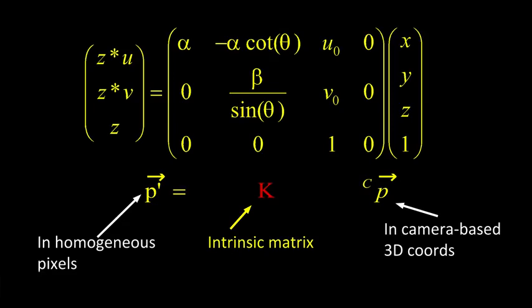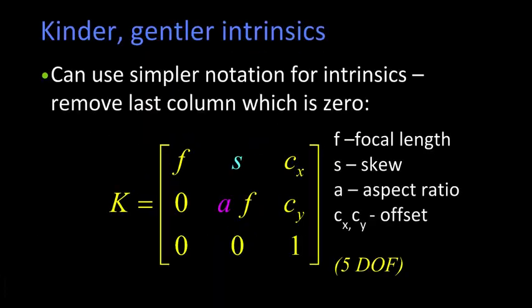All right? Now, fortunately, we can make it look even nicer than this. The first thing to notice is that when I write K as a 3 by 4, the last column of K is zeros, and that doesn't really do very much, so we can get rid of it. And then we can do even more. Here we have our kinder, gentler intrinsics. We can use a simpler notation.